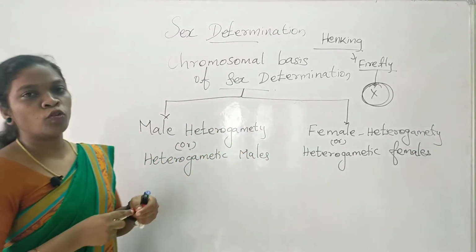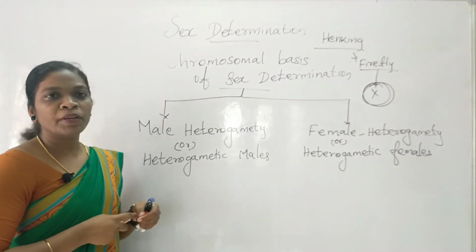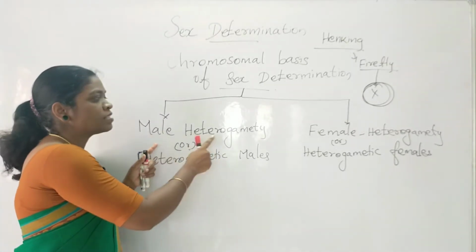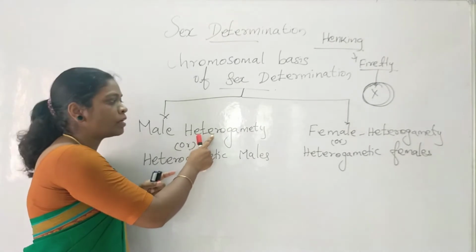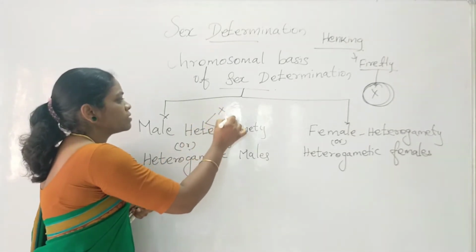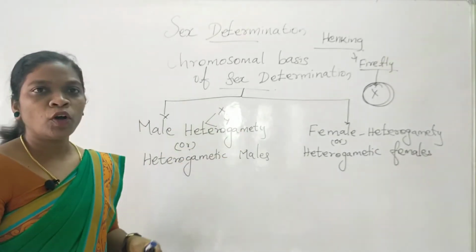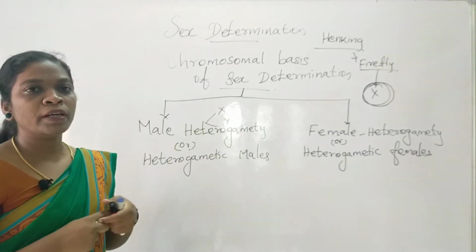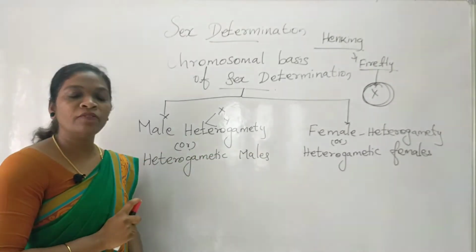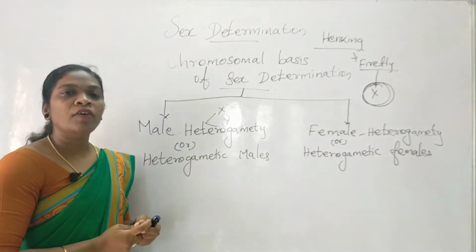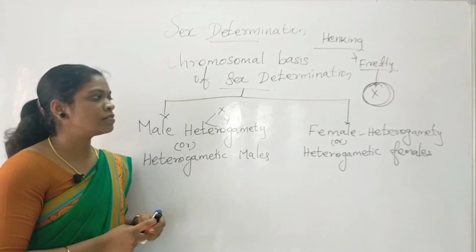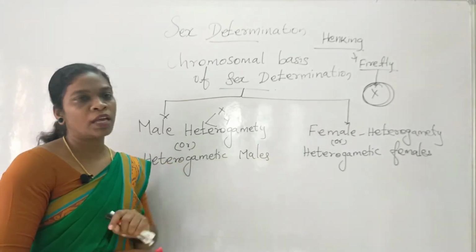So on the basis of chromosomal sex determination, we can divide them into two broad categories, where the male exhibits heterogamety. Heterogamety, I have told you already, they will have two different sets of chromosomes as X and Y. In some of the organisms, especially some domestic chickens, reptiles and some fishes, will exhibit this female heterogamety, where the female will produce two different sets of chromosomes. That is why it is known as female heterogamety.